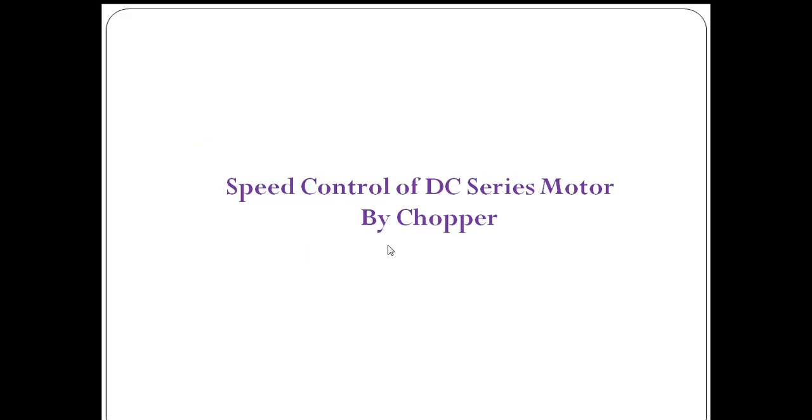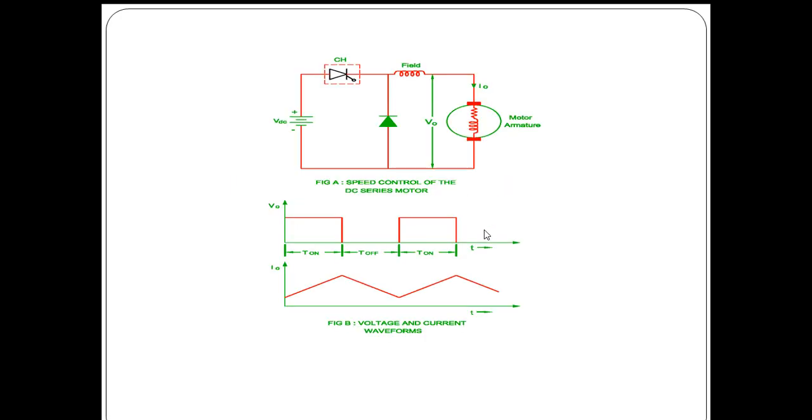Okay. So, speed control of a DC series motor by using a chopper. This topic we will discuss now. First of all, for the series motor, we will discuss how we control the speed by using a chopper. Actually, this is a DC motor. In this, the armature winding and series field winding are connected in series. That's why we call it a series motor.